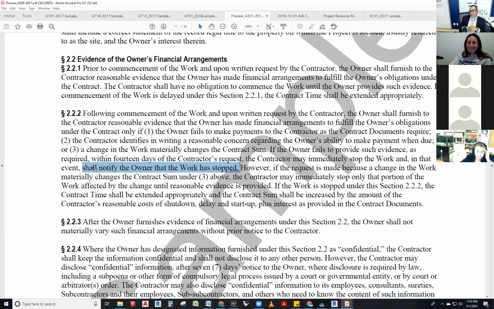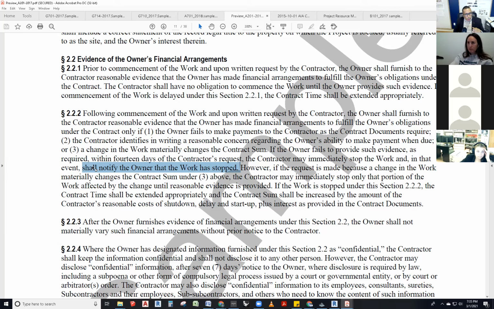Communications got to go through the architect. He's got to email the architect. He could CC the owner on the email, but it's going through the architect. The architect's got to be the main person. Got it? Make sense?